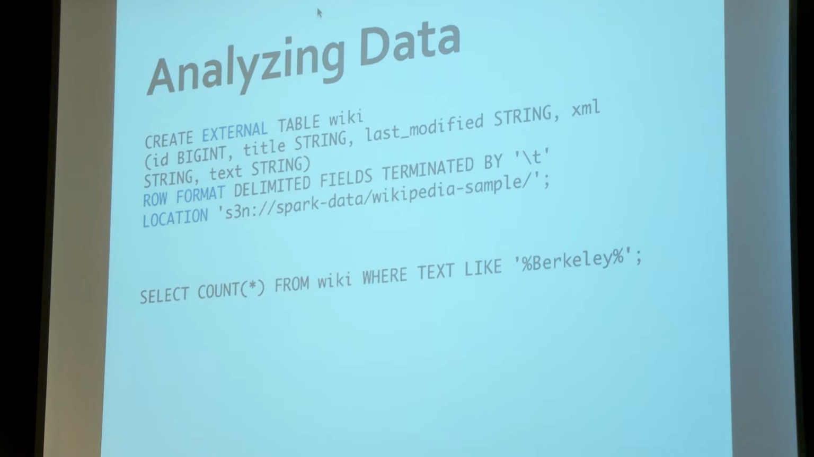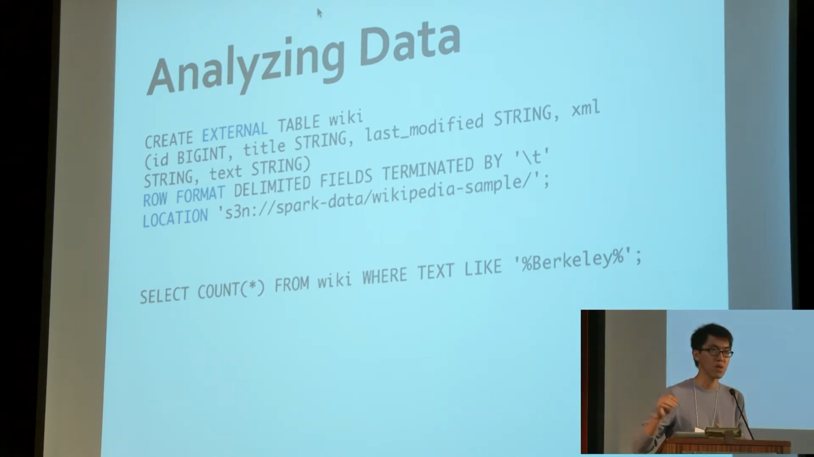One example of how you can analyze data is that you can create a table. This is very different from a traditional database, in which you need a huge ETL process to load the data into the database. In Hive, you actually point the table to some external location. In this case, we're creating an external table with just 5 fields, and we're specifying the row format, meaning it's text format delimited by tab. I'm pointing to a location, which on Amazon is stored on Amazon S3 in a bucket called Spark Data. Then you can start running queries against it.